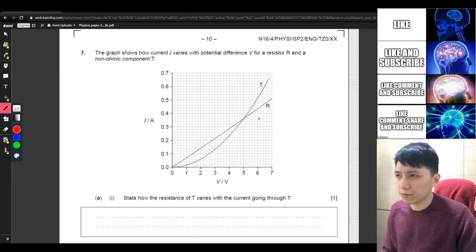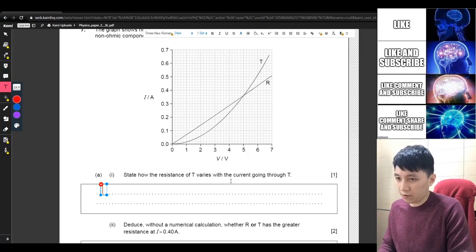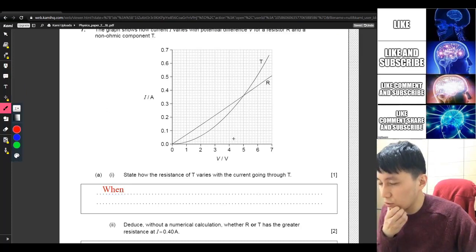Next up, something to do with circuit, obviously. And then here we've got an ohmic one, which is a straight line, and then non-ohmic, which is a curve. State how resistance of T varies with current going through T. T is the one that is curvy. Okay. So obviously we just try to describe what happened when. Okay, maybe I think we should look at the point first.